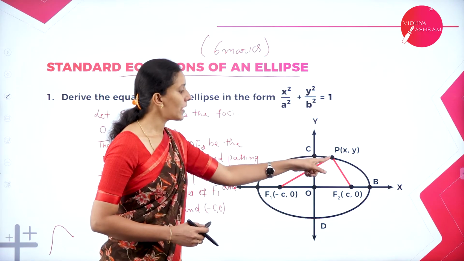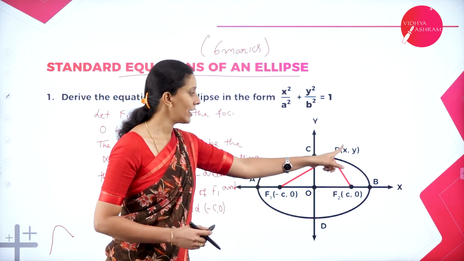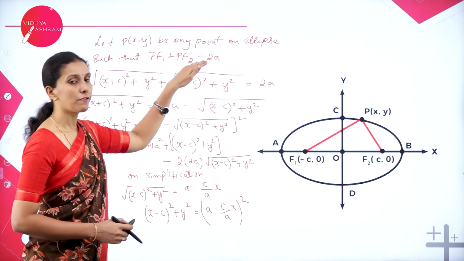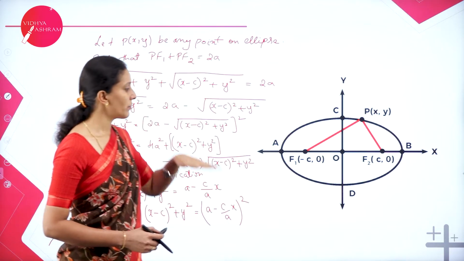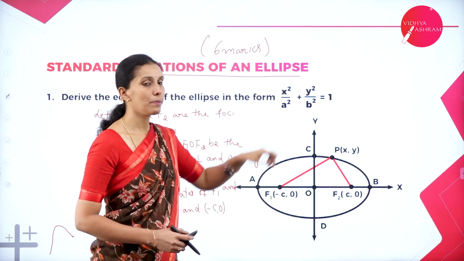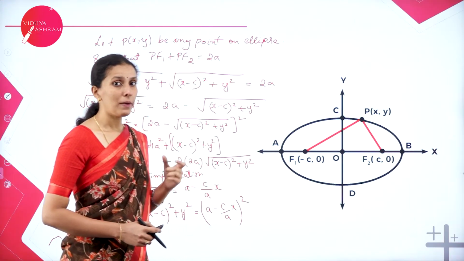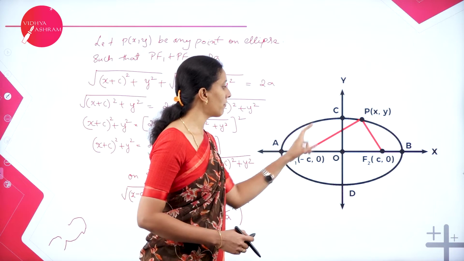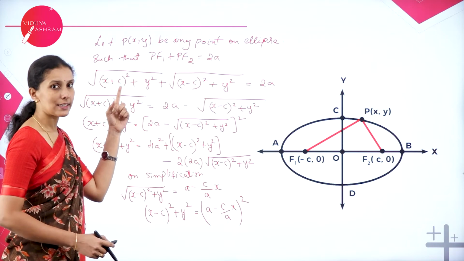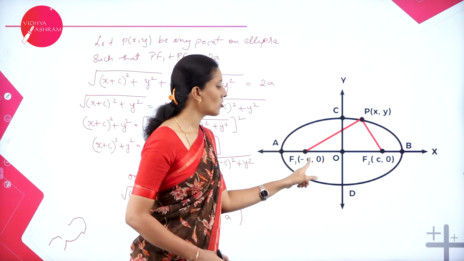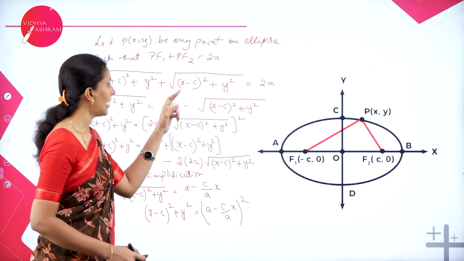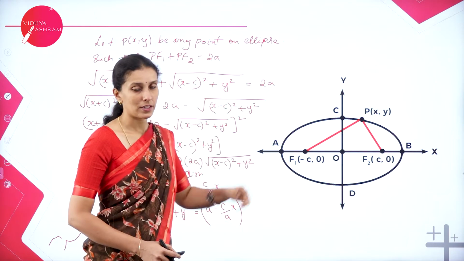Next, let P be any point on the ellipse whose coordinates are x, y. Now let us assume that PF1 plus PF2 is equal to 2a. By assuming this, we have to show that the standard equation is x square by a square plus y square by b square is equal to 1. So let us apply the distance formula to calculate PF1 and PF2 because we have the coordinates. Here x minus of minus c becomes x plus c. Therefore it is the square root of x plus c whole square plus y square, plus the square root of x minus c whole square plus y square, is equal to 2a.